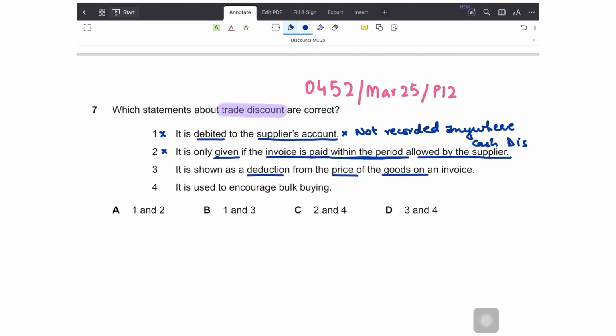Number 3, it is shown as a deduction from the price of the goods on an invoice. Yes, this is correct. On the invoice, from the list price, we show a deduction which is trade discount so that we arrive at the invoice price or the net price. This is right about trade discount. Last is, it is used to encourage bulk buying. Yes, this is also correct. Encouraging a payment on time is cash discount. Encouraging bulk buying, that is for trade discount. So statement number 3 and 4 only. Option D is correct.